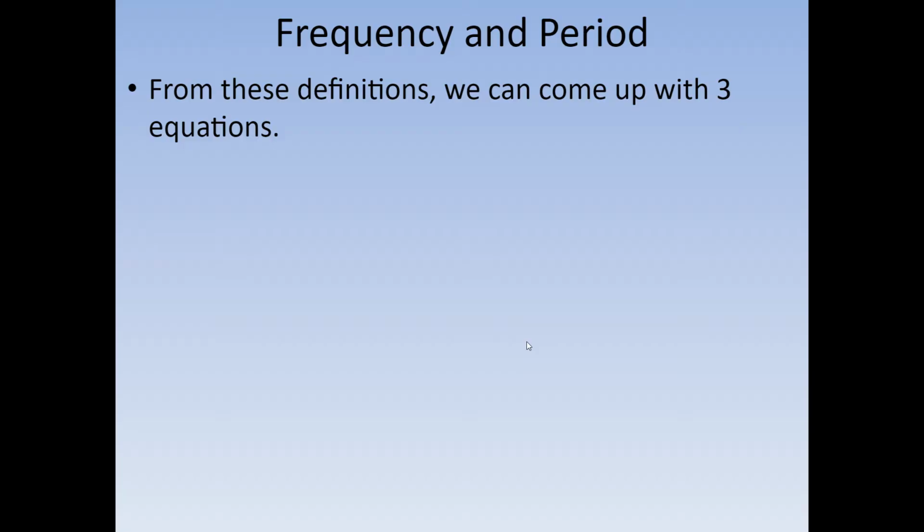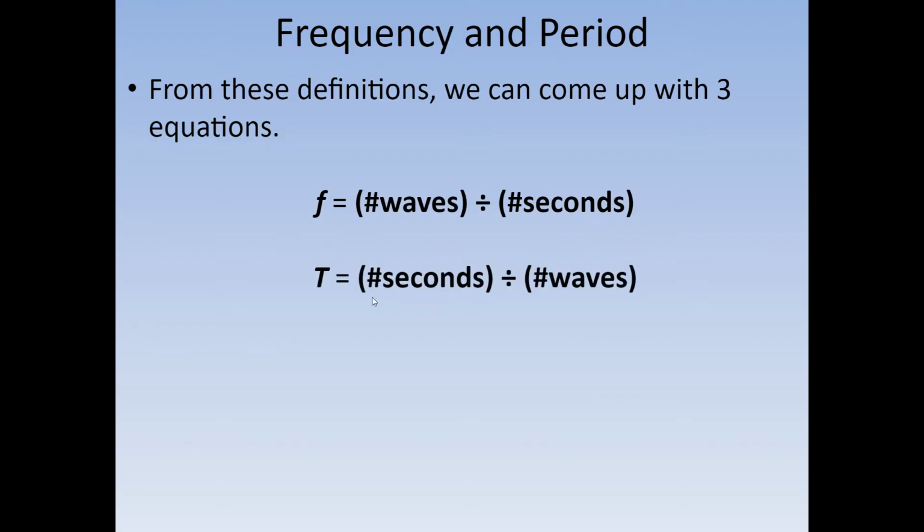There's three equations. The first two are not on the reference table. Frequency equals waves per second. Period is number of seconds per wave. Again, straight from their definitions. This is the only one that is on the reference table. T equals 1 over frequency. Once you find frequency, you've immediately found period because they are inverses of each other.